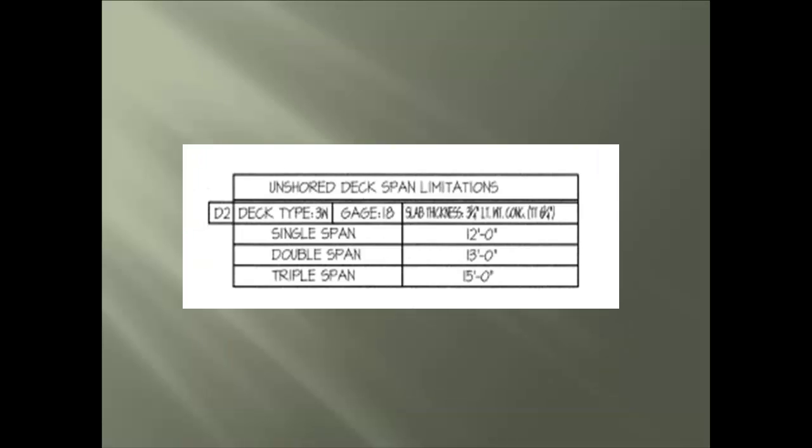The next legend box is for the span limitations of decking with no shoring. Here we see it's only for decking marked D2, and the decking is type 3W, gauge 18, used within a slab 3 1/4 inch thick using lightweight concrete. The star reveals the different span lengths when a single, double, or triple span is used.